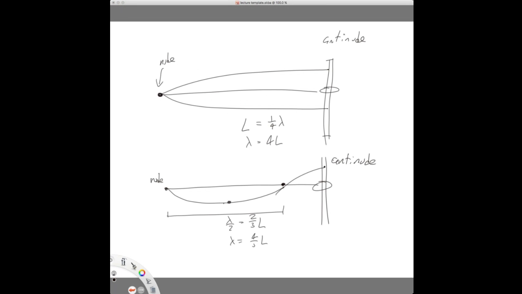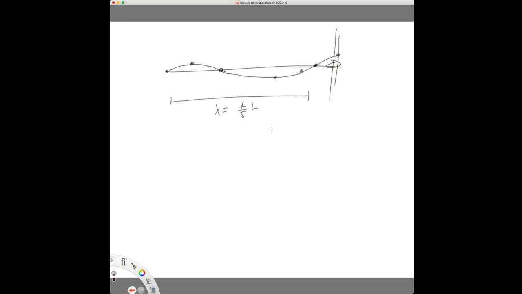And so let's see if we can find a pattern. We've got lambda equals 4L, lambda equals 4/3 L, lambda equals 4/5 L. So lambda seems to be equal to 4L over something. And for the first harmonic, we should just get a 1 down here. So maybe we think, aha, maybe what we have is just N. But if we tried that out for 2, that's not right, because it should be 4/3.